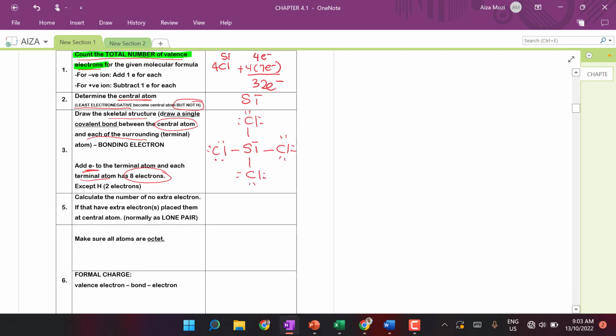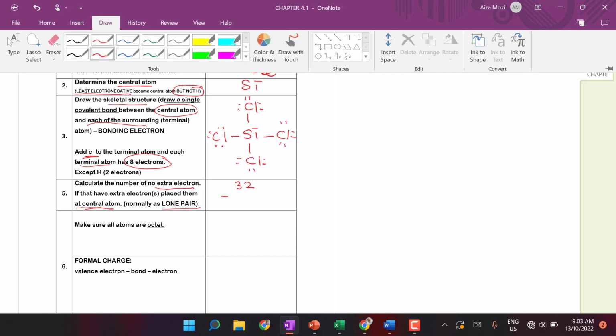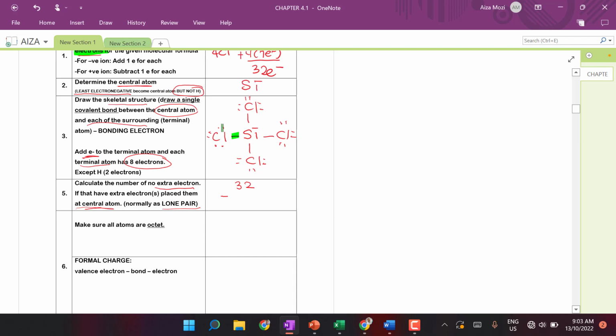Okay. So number 5, calculate the number of extra electrons. If you have extra electrons, please place them at the central atom as lone pairs. So the total number of valence electrons is 32, minus how many electrons you already used. So 2, 4, 6, 8, 10, 12, 14, 16, 18, 20, 22, 24, 26, 28, 30, 32. So all the electrons have been used. So basically there are no extra electrons.